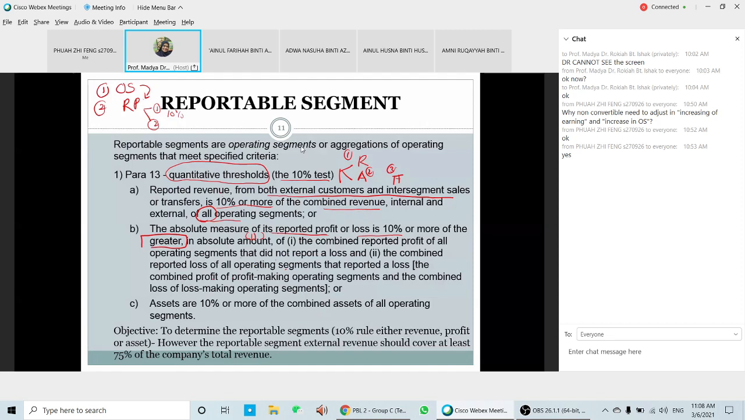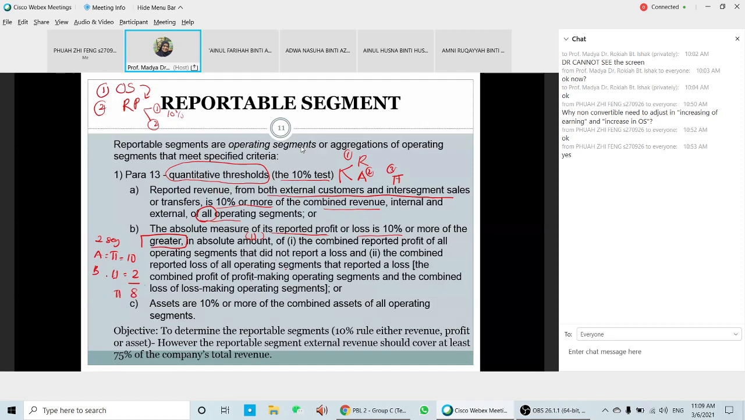Okay, the combination of profit-making operating segments and the combined loss of loss-making operating segments. Maybe I'll answer this one. Let's say you're going to have two segments. Segment A has a profit of 10. Segment B has a loss of 2. So if you aggregate here, we're going to have a profit of 8.